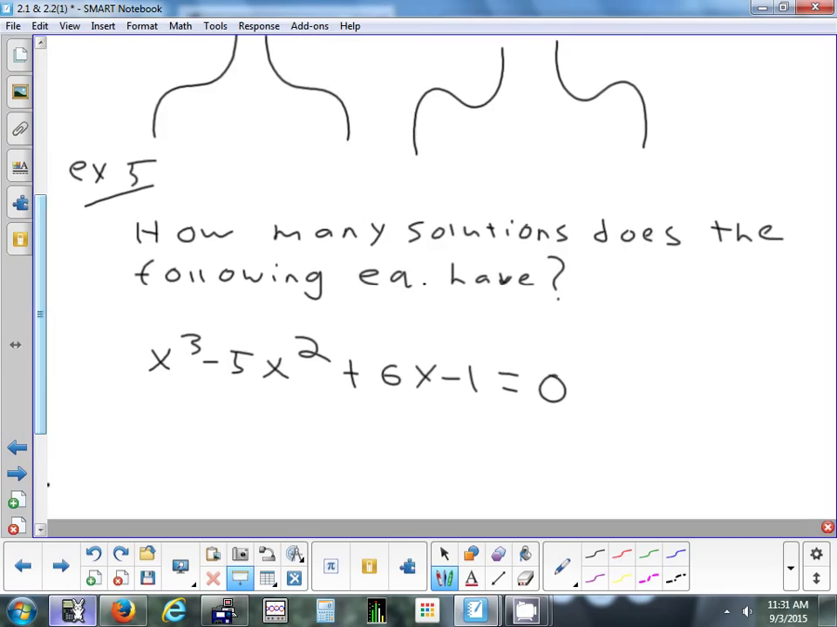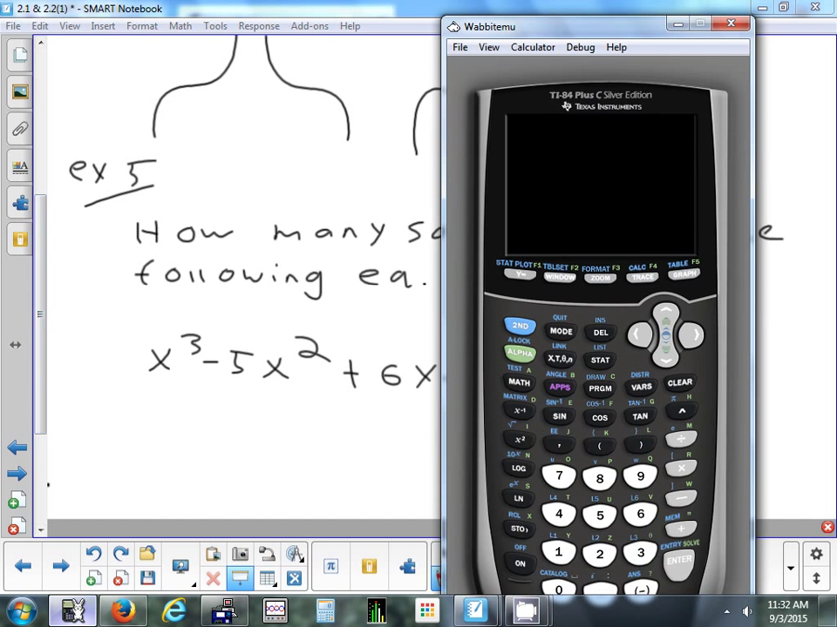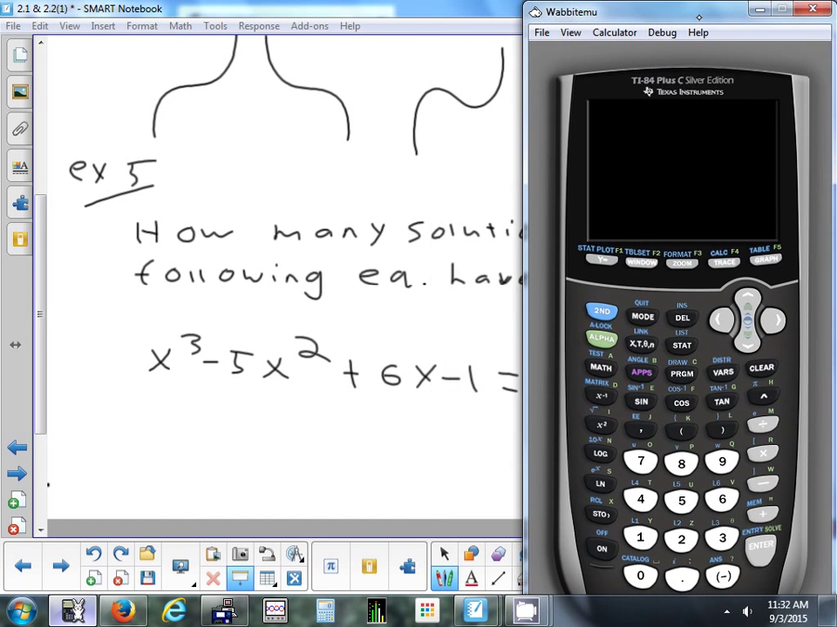Okay, this one is just asking how many solutions that equation has. I don't actually have to find them. That could be another question later on. But for now, just tell me how many solutions that has. So take a second and try to graph that.